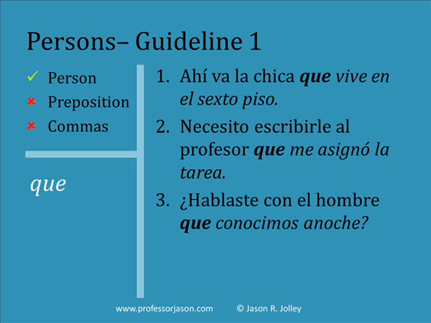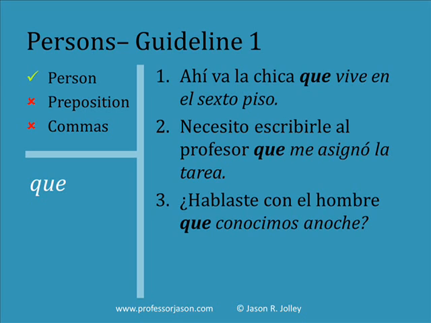All right, now let's take a look at some guidelines and patterns of usage that apply to relative pronouns when we're referring to people or persons. So first of all, as you can see on this slide, if we're speaking of a person or persons using a relative clause, so there are no commas, and the relative pronoun is not preceded by a preposition, in all of these cases, we should simply use que.